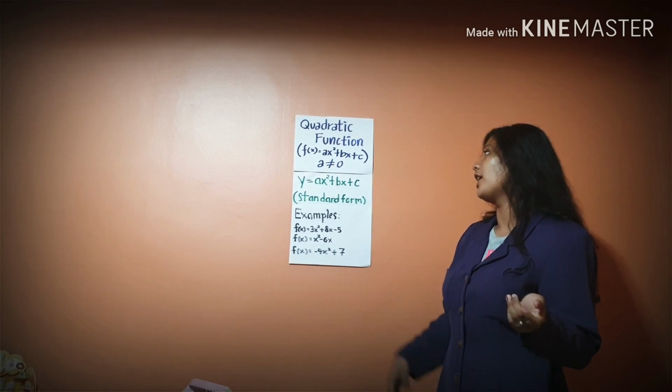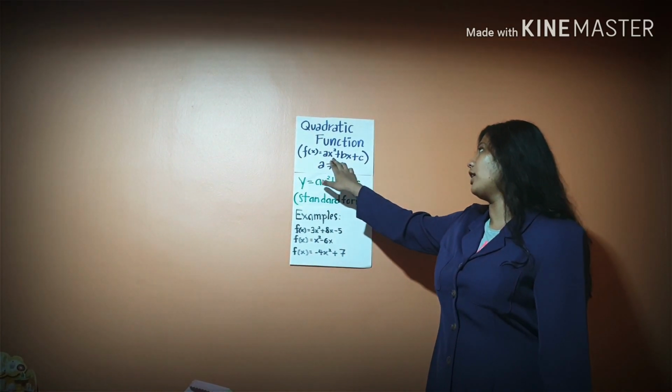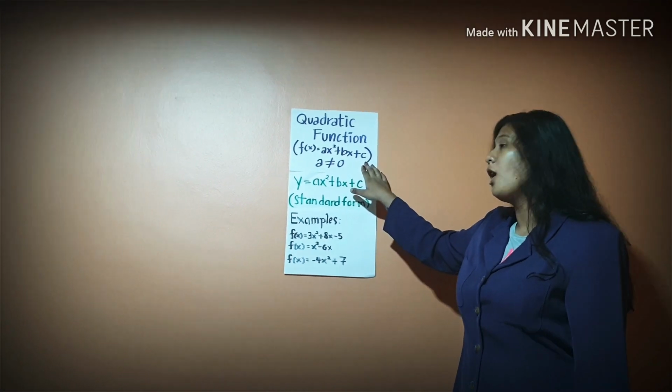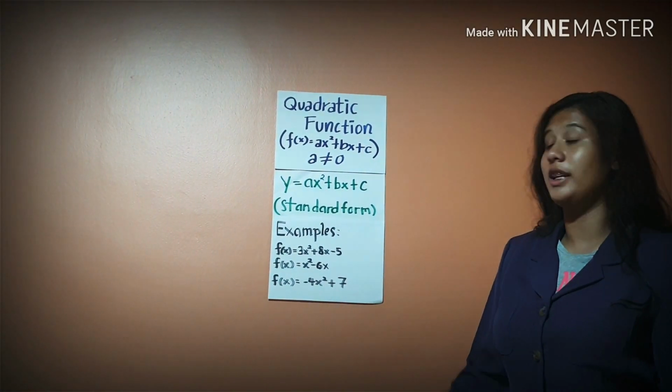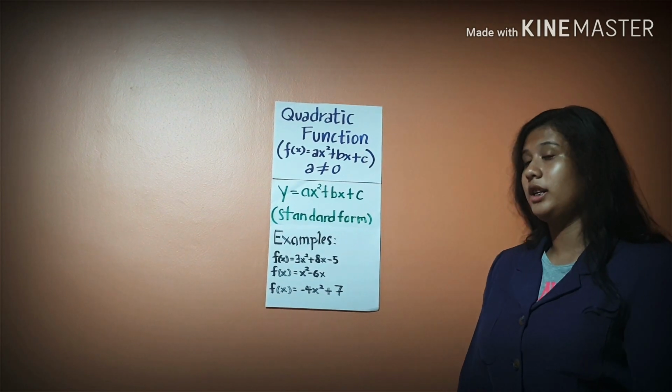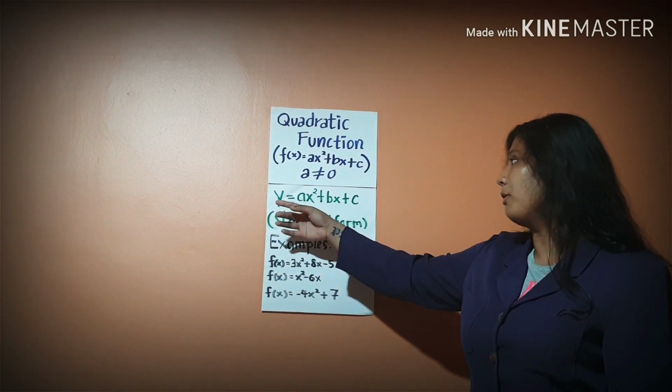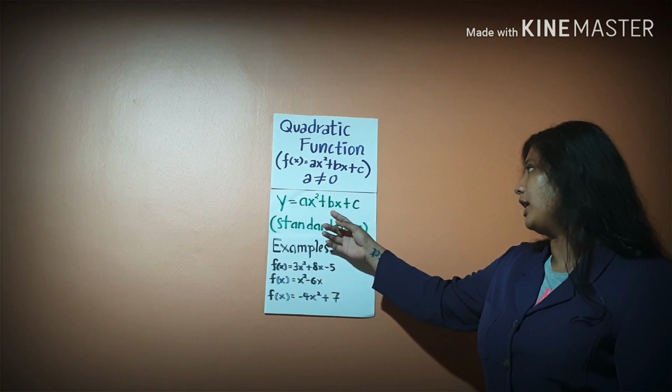Quadratic function is defined as f of x is equal to ax squared plus bx plus c, where a, b, and c are real numbers and a is not equal to 0. It can also be in the form of y is equal to ax squared plus bx plus c, which is the standard form.